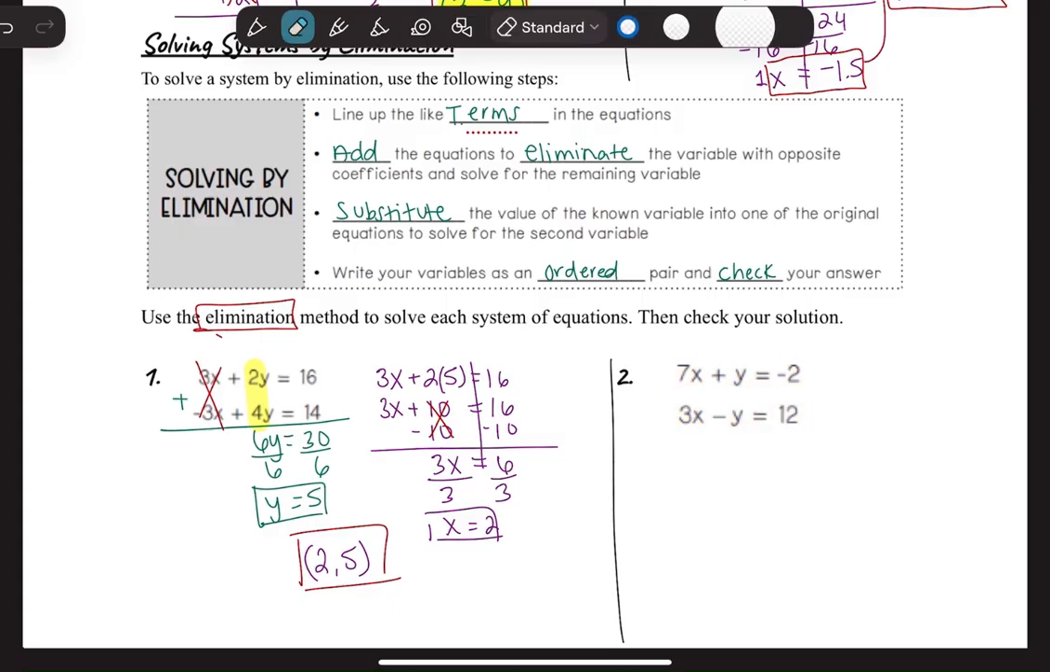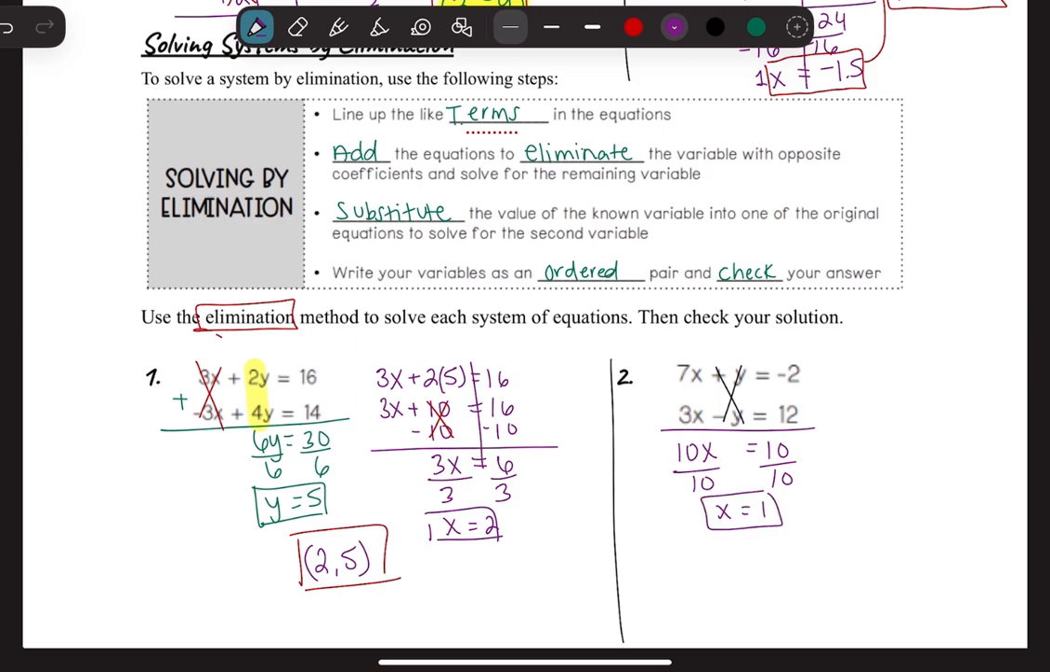All right, so we're going to eliminate. It's easy to see that we are eliminating y because a positive y minus y is 0. So we're eliminating that, and we're just left with 7x plus 3x, which is 10x, equals negative 2 plus 12 is positive 10. Divide both sides by 10. X is 1.